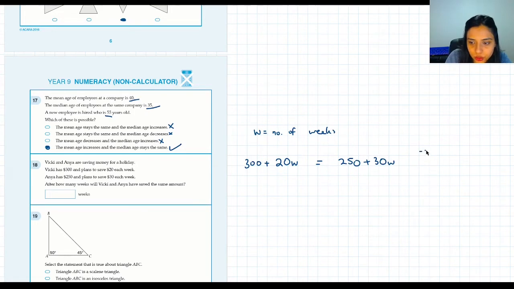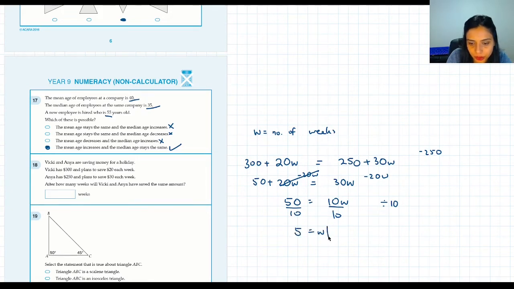So let's work that out. Let's minus 250 from both sides, so that will get rid of this. And we're going to have 50 plus 20W equals 30W. Now I'm going to minus 20W from both sides to get rid of this. And we're going to have 50 equals 10W. Now let's divide by 10 on both sides. And we're going to have 5 equals W. So after 5 weeks, they should both have the same amount saved.